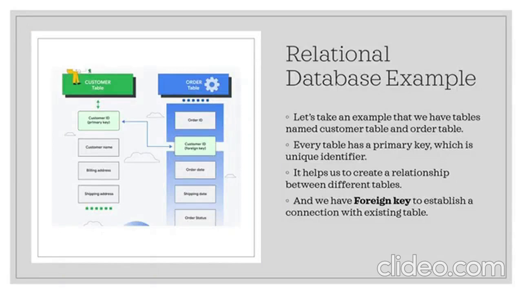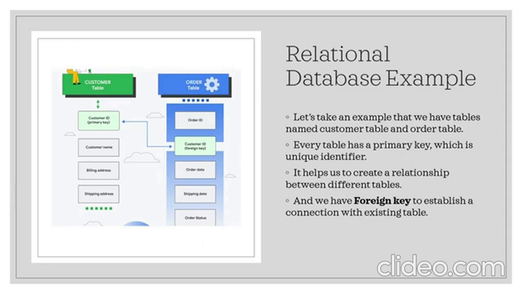Okay. Let's get into an example of a relational database. Let's take an example where we have two tables named the customer table and the order table. In a relational database, every table has a primary key, which is a unique identifier to identify each row in the data, and it helps us make a relationship between two or more tables.